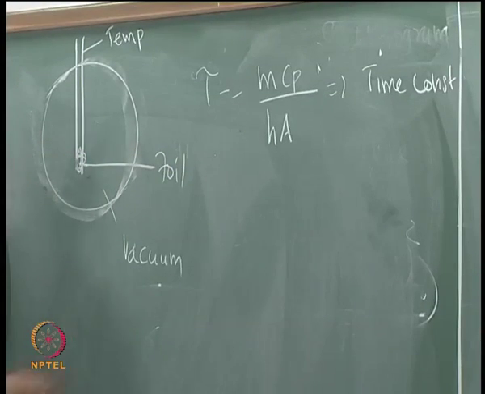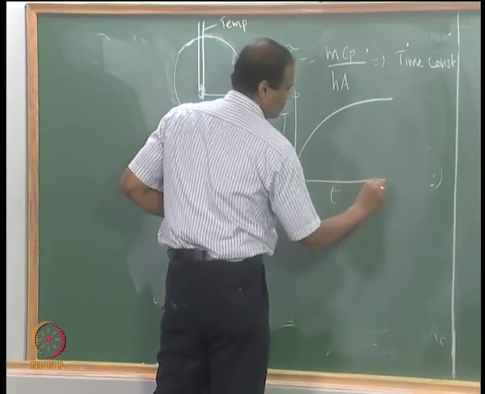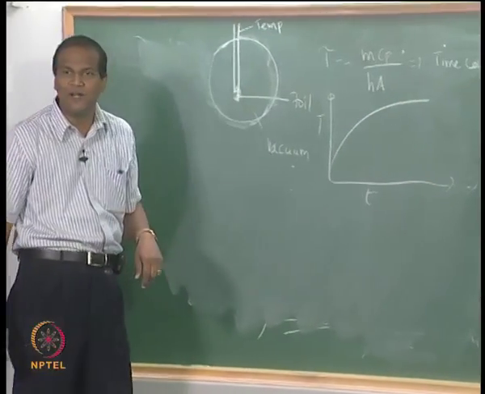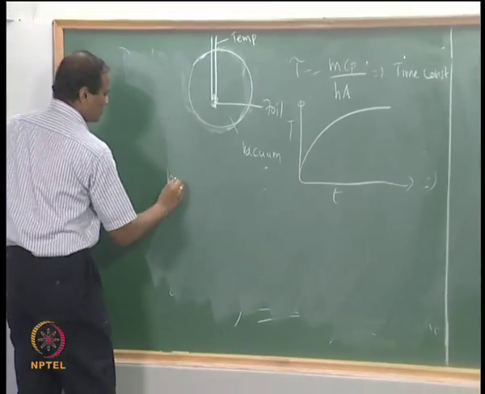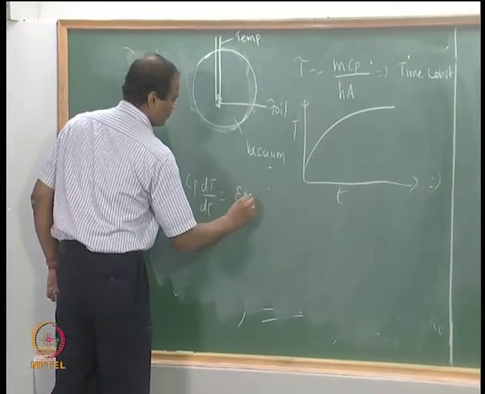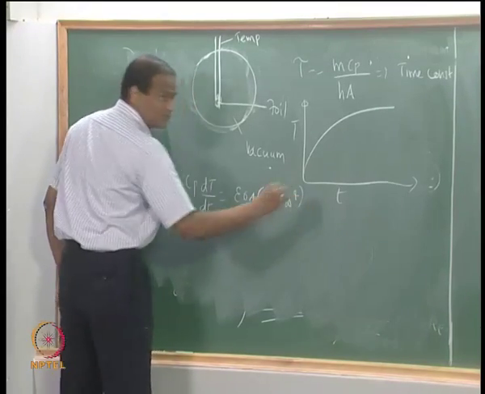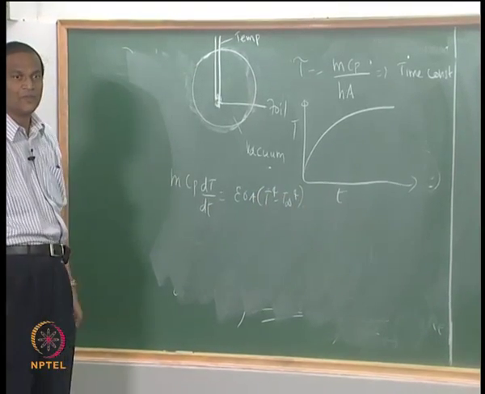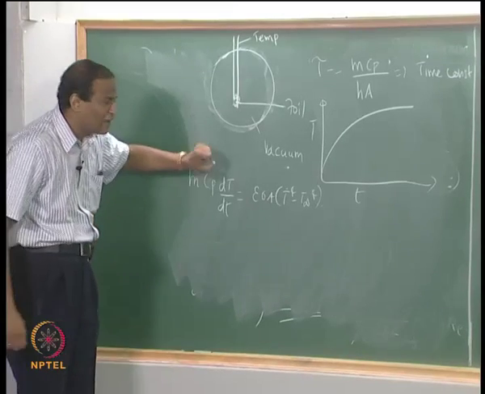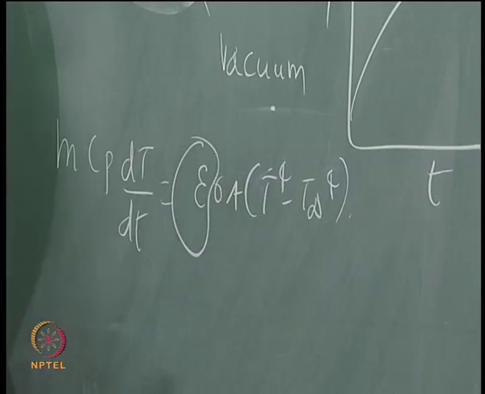Now the temperature response will be like this, the temperature of this will go up in time, but now the governing equation is different. Therefore, if I carefully do experiments, if I get temperature as a function of time, I can get the emissivity of the surface.